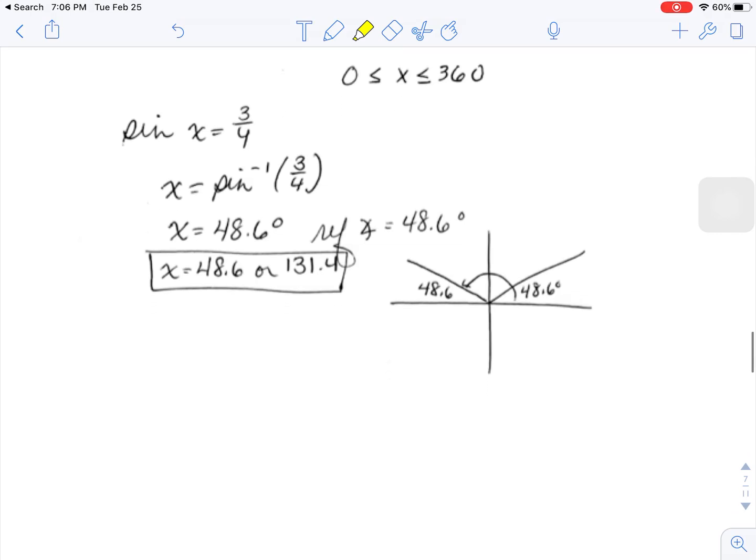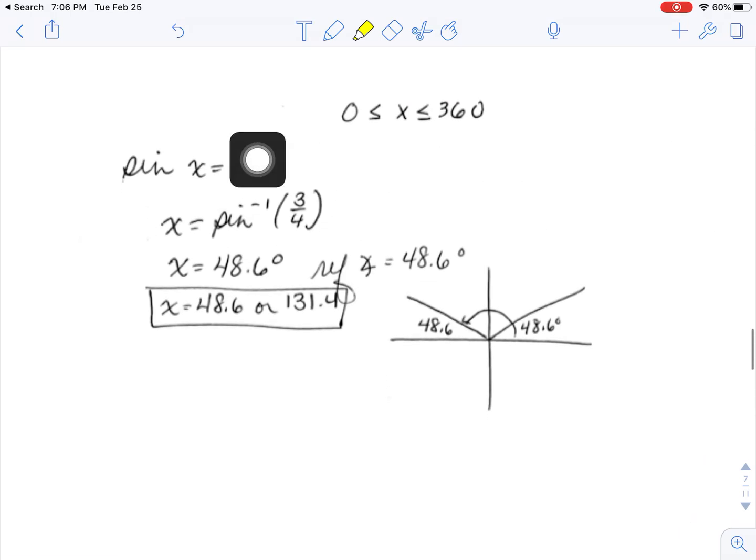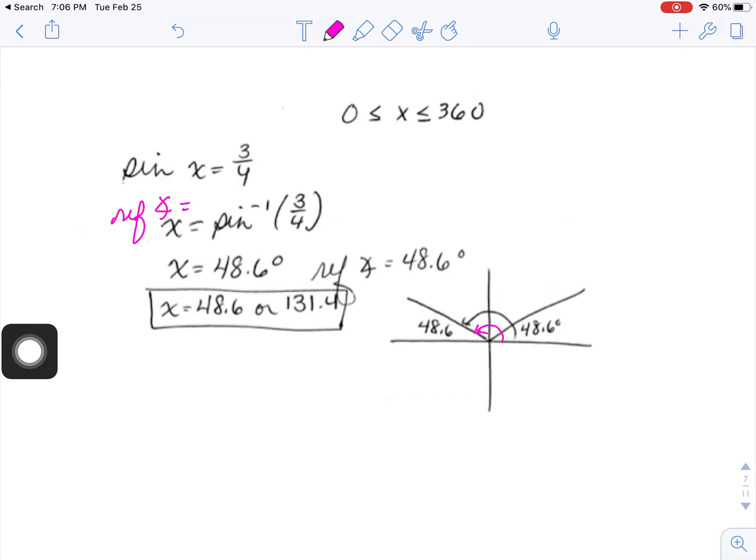So, sine of x is 3/4. Therefore, I find my reference angle by doing inverse sine of 3/4. That gives me 48.6. Sine is positive, so I know I have an answer in the first and also in the second quadrants. So my first answer is 48.6, my next answer is 180 minus 48.6. And that gives me two answers, 48.6 and 131.4.